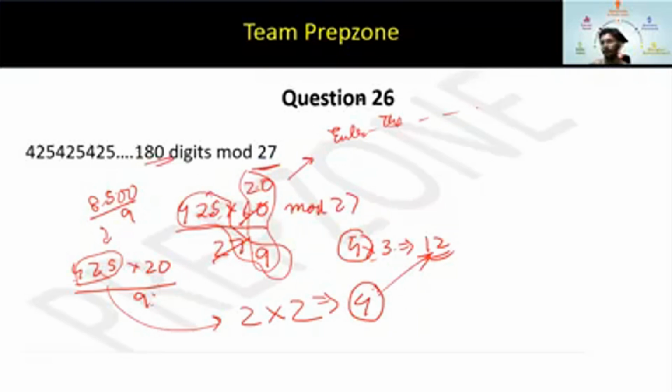Why do we need to go that long? Why do you want me to multiply 425 into 60 and then divide it by 27? You can do it if you want to, but why do this calculation? This will be somewhat hectic, right?